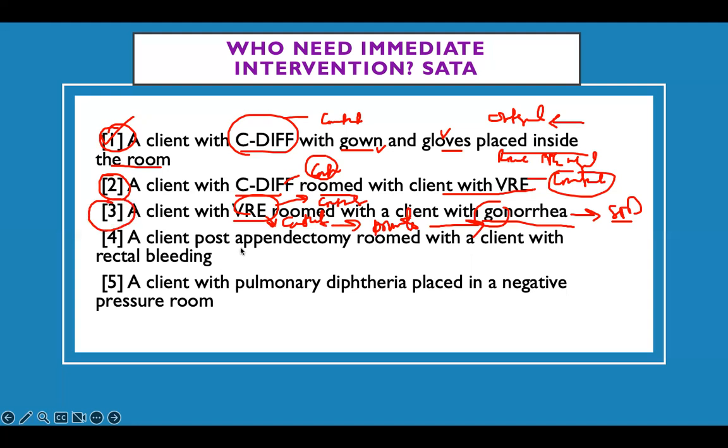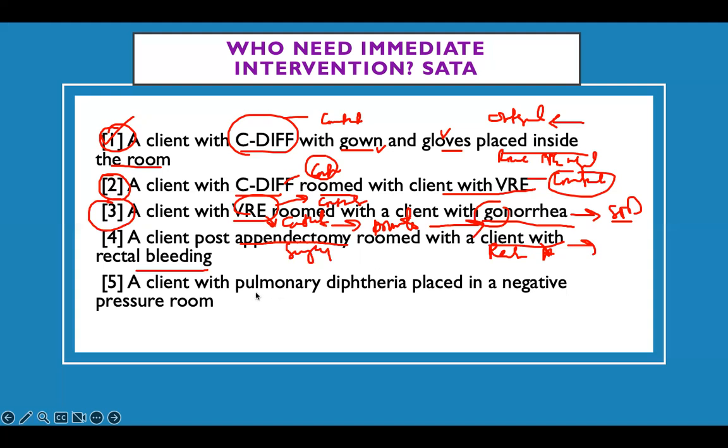The client post appendectomy roomed with the client with rectal bleeding. I just had surgery, and this one is bleeding, rectal bleeding. This is not infectious. Just having blood from the rectum doesn't mean you're infectious. So this patient is appropriate. We don't need to intervene.